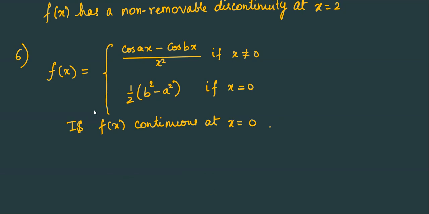How do we do this? First, we need to write f(0) = 1/2 (b square minus a square).